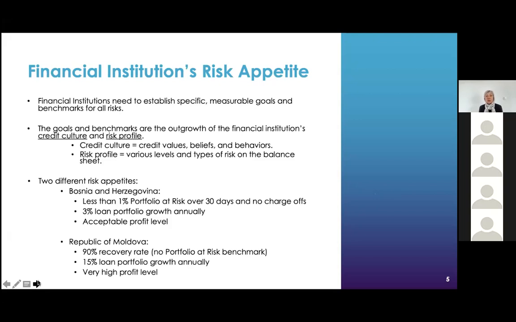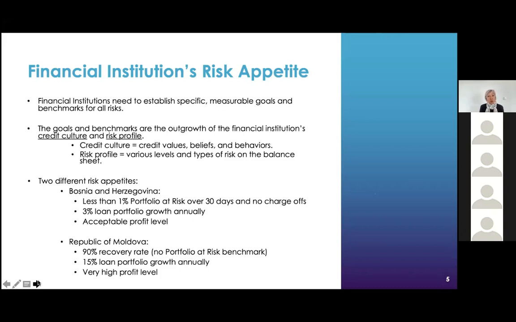The second one I saw was in the Republic of Moldova in Eastern Europe. This gave more smaller loans to very small businesses, and also they gave consumer lending. But again, smaller loans. They wanted a 90% recovery rate. So they didn't care how much the loans were late. They just wanted to make sure 90% came in the door. Okay, so it might be late, but they would charge a very, very high penalty rate to make the people pay that.